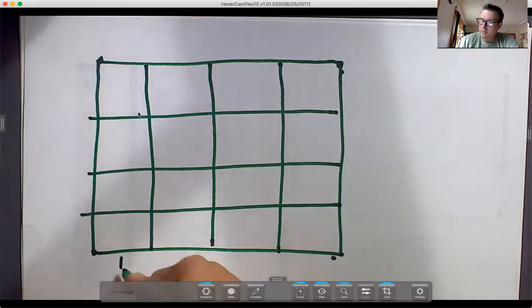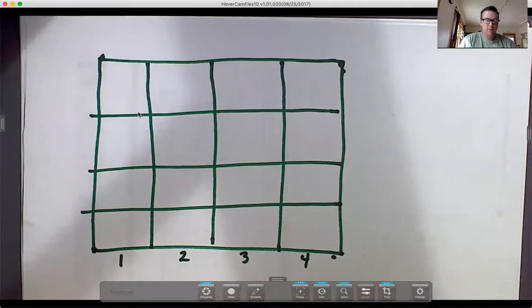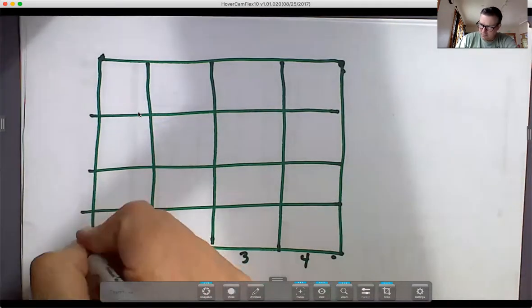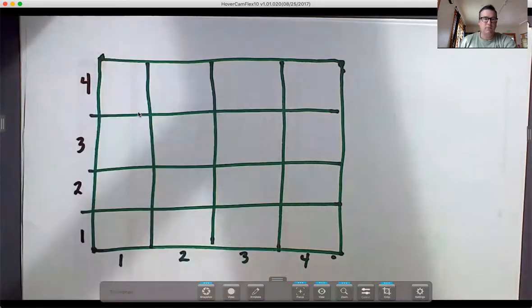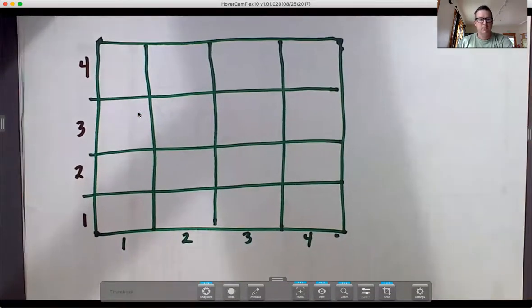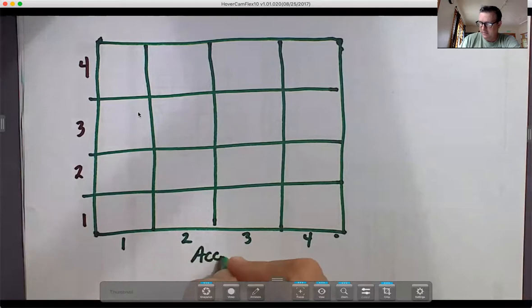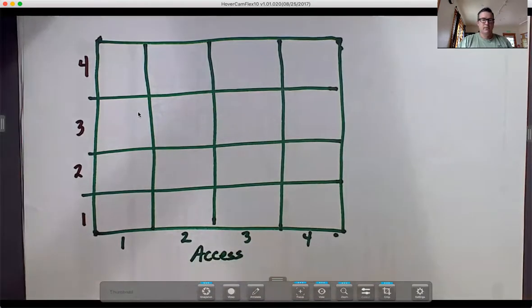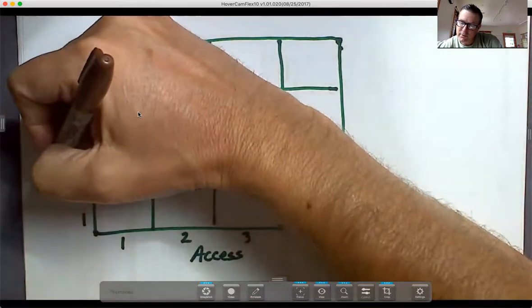Go ahead and number these ones down here, 1, 2, 3, and 4. And then these ones from the bottom to the top, 1, 2, 3, and 4. We'll talk about what you're going to actually do with this grid in just a second, but those are our numbers. Across the bottom, we're going to label this as access. And across the vertical axis, we're going to call this one influence.